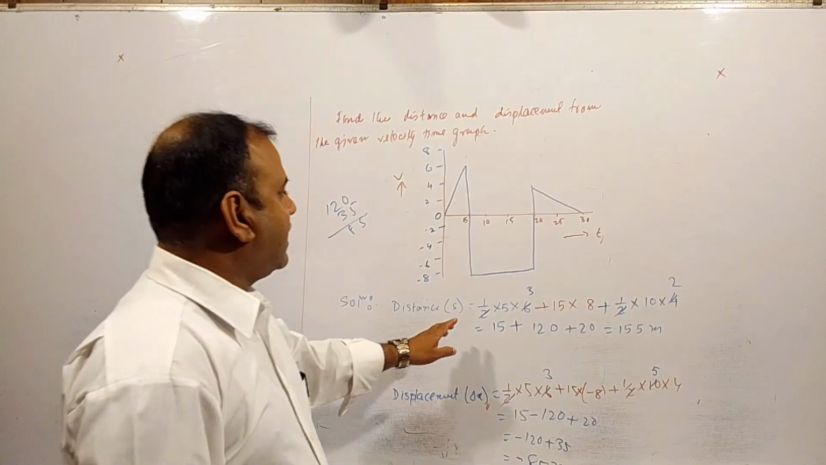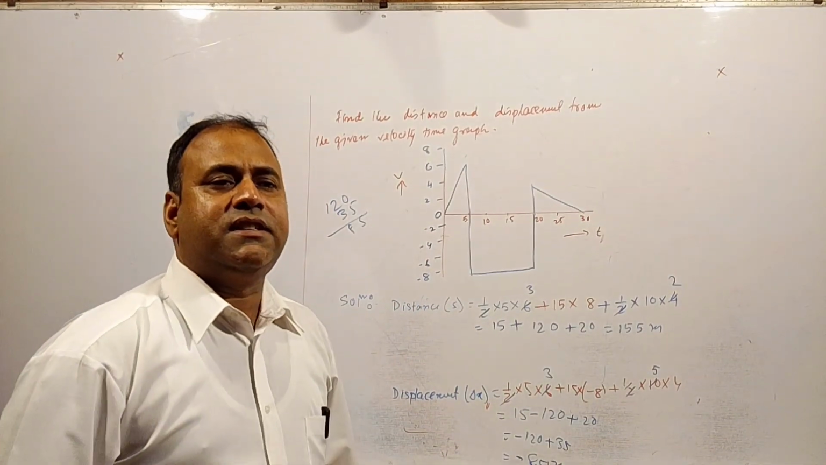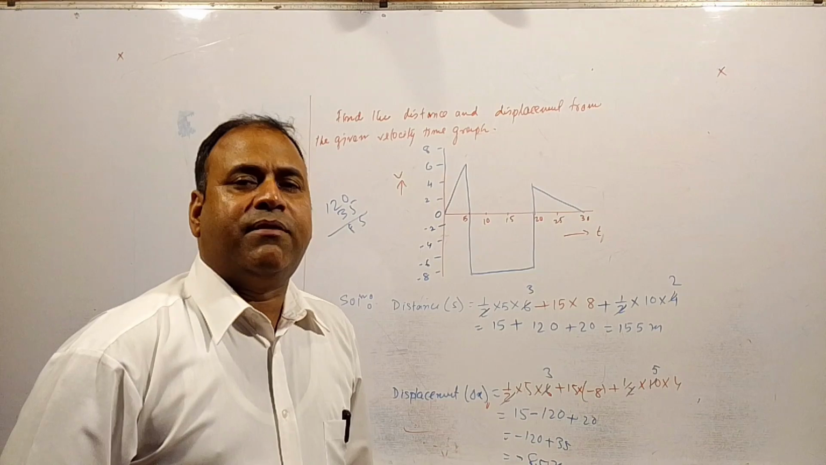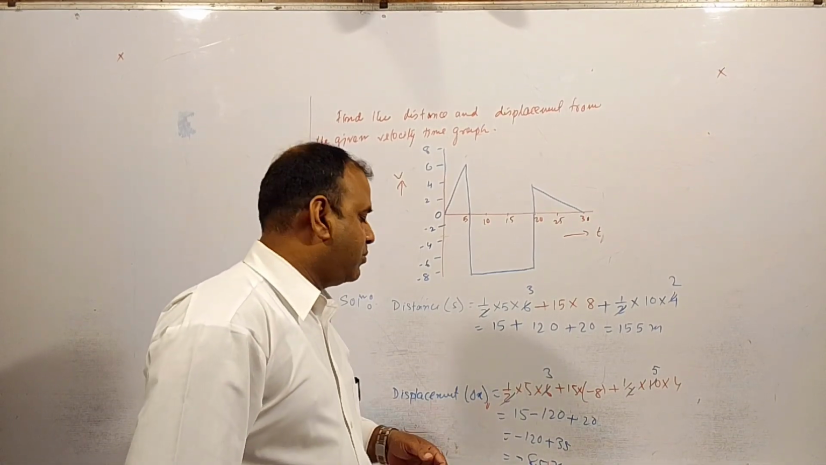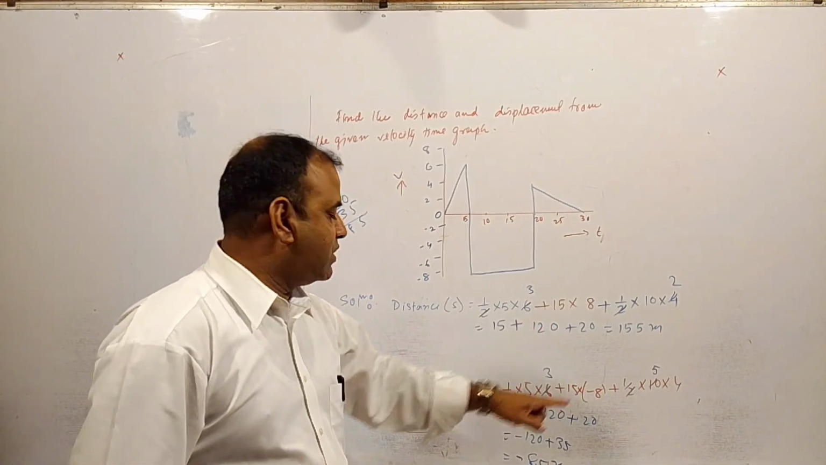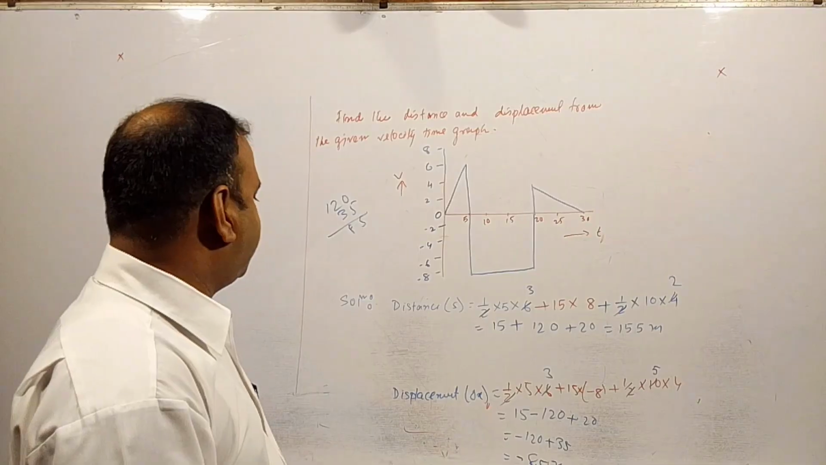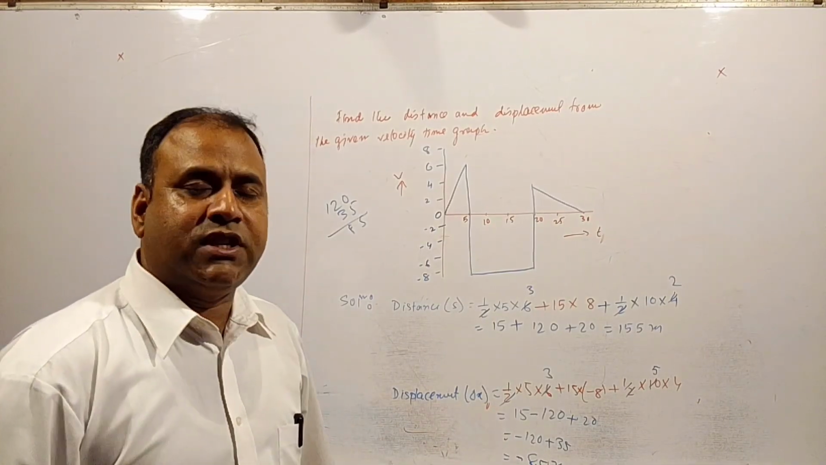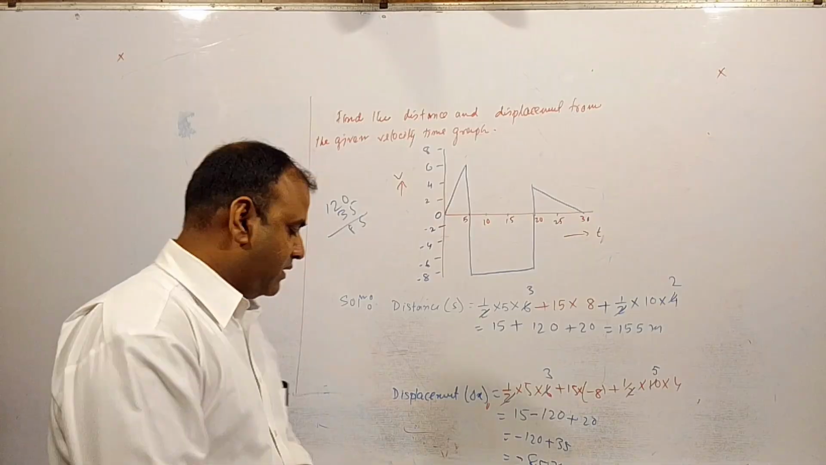Remember, I told you that distance is the largest path traveled by an object and displacement is the shortest path. That is why distance is 155 meters and displacement is minus 85 meters. In this process we can easily find the value of distance and displacement.